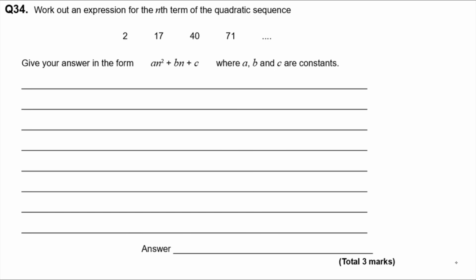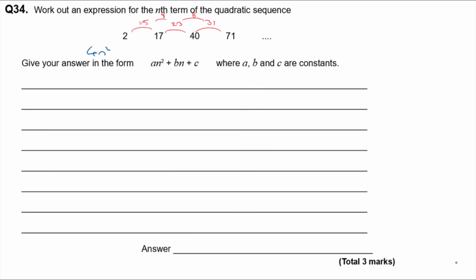I might just do it the easy way because it's quicker. So the difference there is 15, the difference there is 23, the difference there is 31. So the difference of the differences is 8 and 8. Okay, so the squared term, half of 8 is 4, so I'm going to get 4n squared, aren't I? 4n squared for my nth term part.